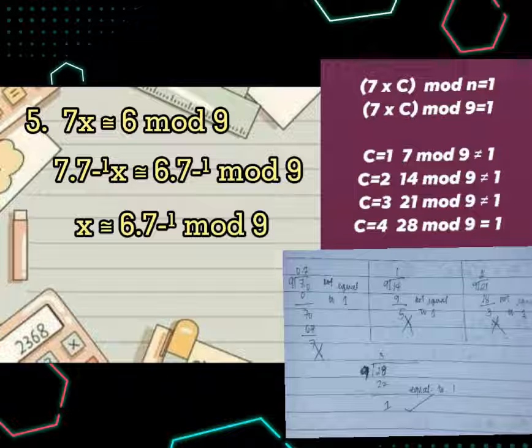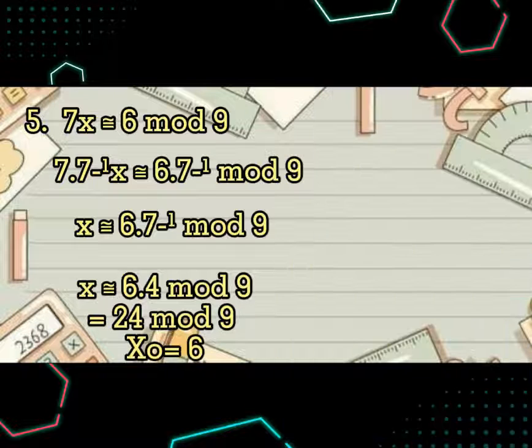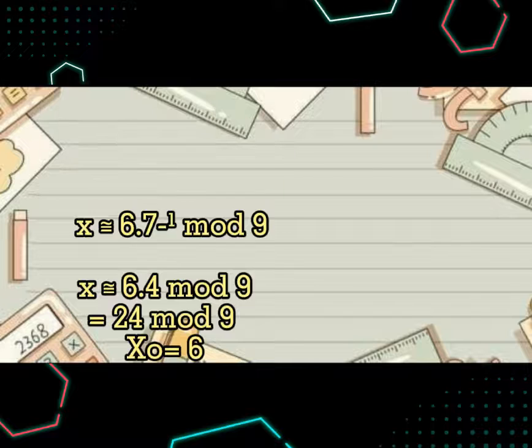Next, we replace 7 inverse with 4. So, x equals 6 times 4 mod 9. 6 times 4 is 24. So, x equals 24 mod 9. Our value of x0 is 6. How did it become 6? 24 divided by 9 is 2, and the remainder is 6. So, our first solution is 6.